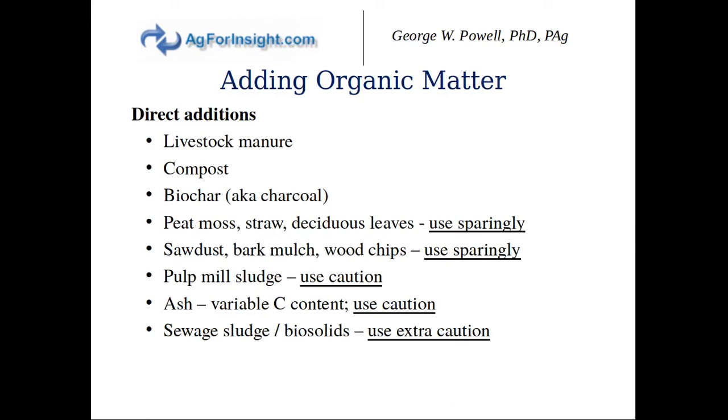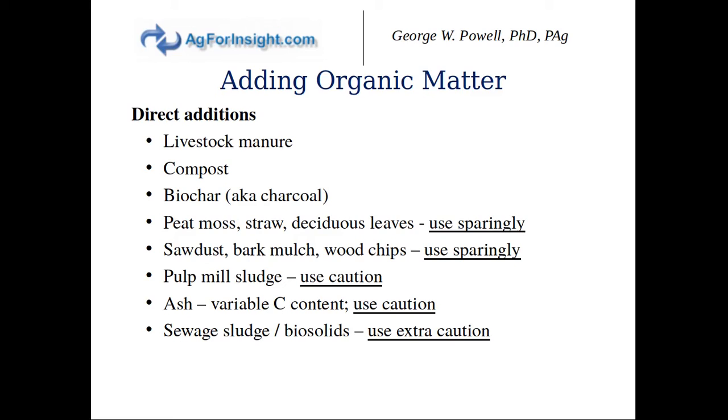There's a wide range of options for adding organics to the soil. They also range widely in cost and have different practical considerations for individual operations to decide on what's best for them. So with direct additions, you can apply livestock manures, composts, biochar. Back in the day we used to call that charcoal. Peat moss, straw, deciduous leaves, sawdust, bark mulch, and wood chips.